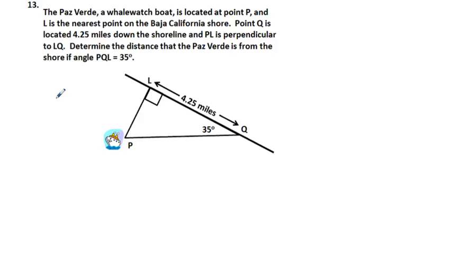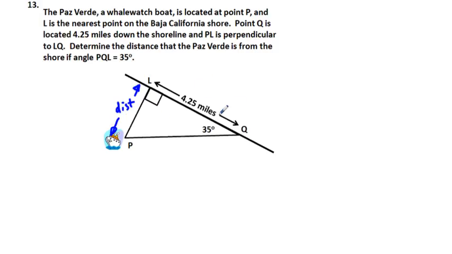The Pos Verde, a whale watch boat, is located at a point P, and L is the nearest point on the Baja California shore. So here's the boat here. And if we go the shortest distance to the shore, that's this point L, from P to L. Point Q is located 4.25 miles down the shoreline, and PL is perpendicular to LQ. So that's designated by this right angle rectangle here. Determine the distance of Pos Verde from the shore if angle PQL is 35 degrees. And so that's what we want to know. We want to know this distance right here from the Pos Verde to the shore.